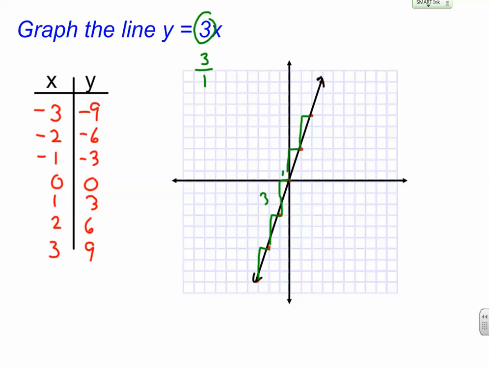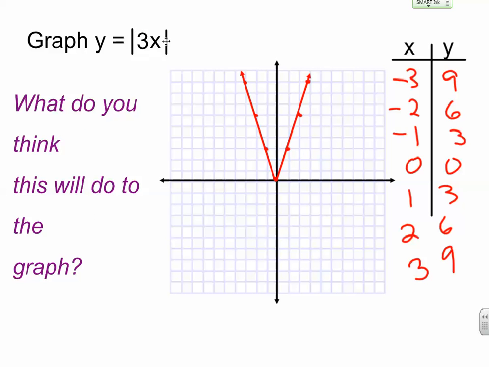So what happens when we take y equals the absolute value of 3x? Well, we have that same steepness, but this entire part gets flipped over the x-axis and goes up, because once again, y is always positive. So we just get a steeper V shape.